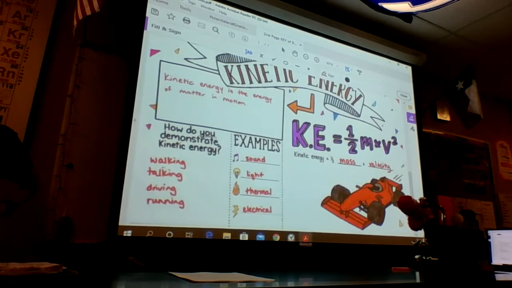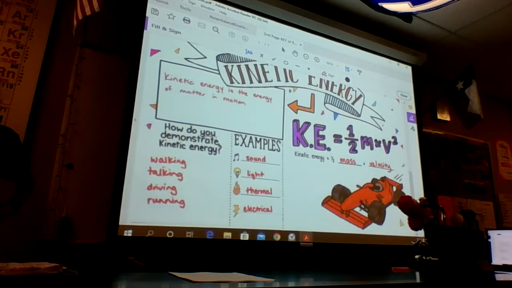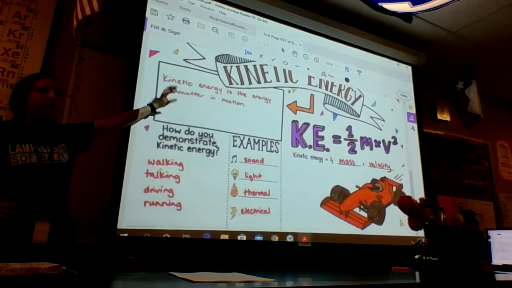So is nuclear energy the only one that's not a part of this, part of kinetic and physical? Nuclear energy would be kinetic energy. I just didn't write them all down. Say driving. Okay, so we know kinetic energy is matter in motion.